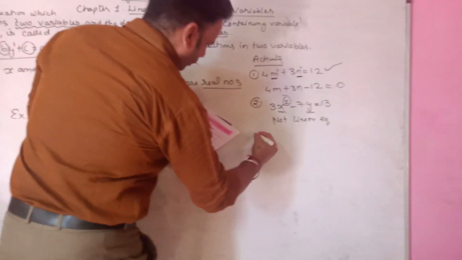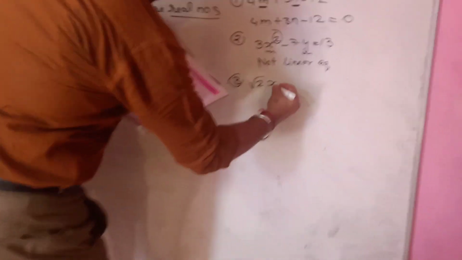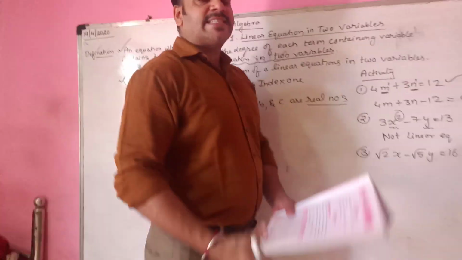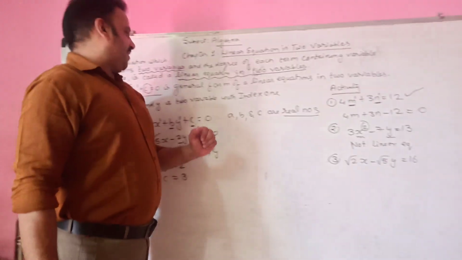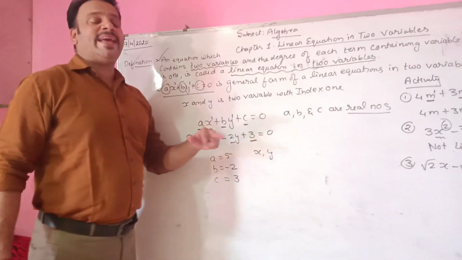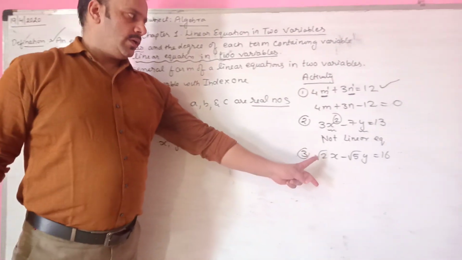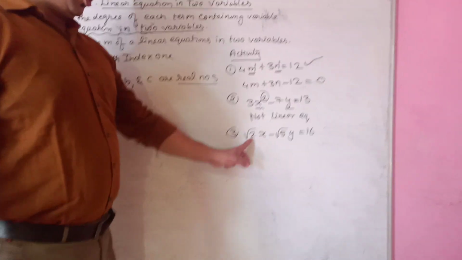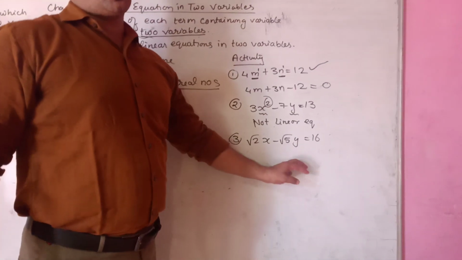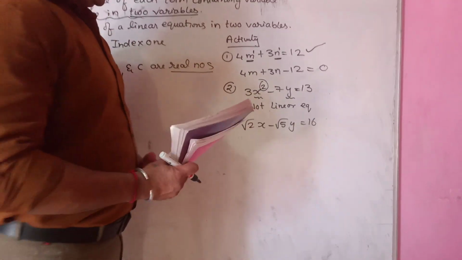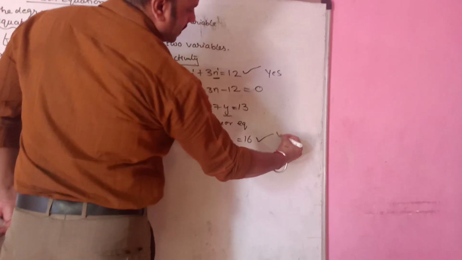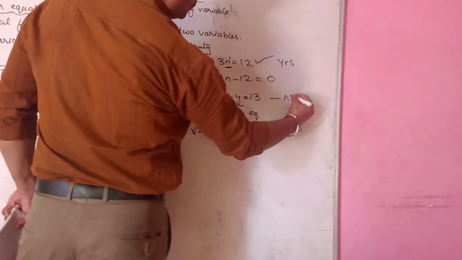So let me explain the new example. Root 2x minus root 5y equal to 16. As I said before, by the definition, a, b and c should be real numbers. So here in activity 3, root 2 and root 5 are real numbers. Whether they are in a root or not, they are real numbers. So we can say it is a linear equation with 2 variables. So this one is yes, and the previous one is no.